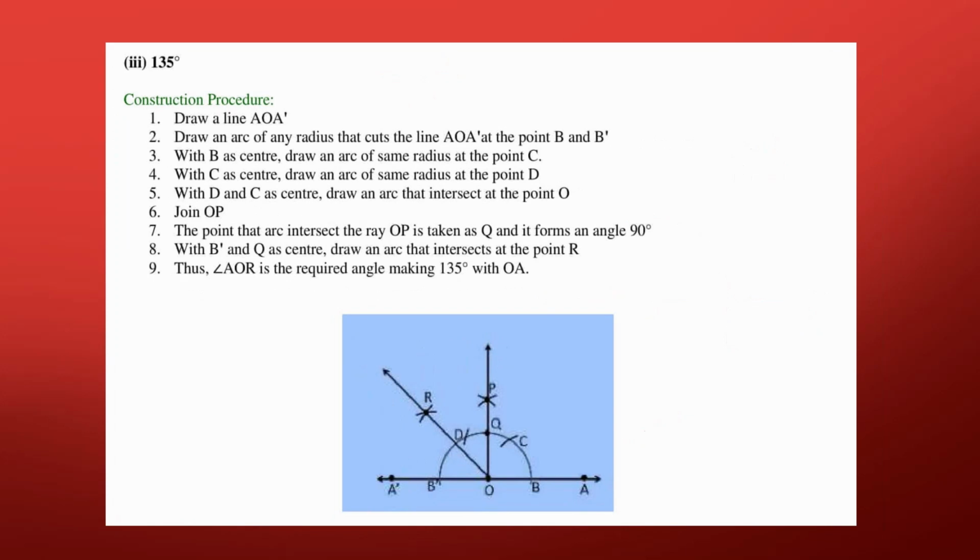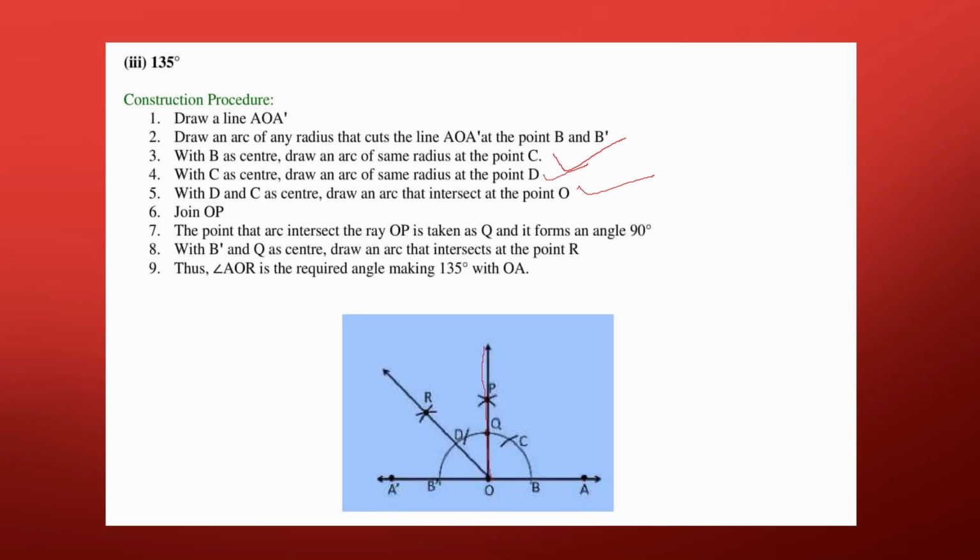Now how will you draw the 135 degree angle? The steps are mentioned here. You can follow them and easily draw the 135 degree angle with the help of the compasses and ruler. Pencil and eraser are also required. You know very well about that. Draw a line AOA dash and draw an arc of any radius that cuts the line AOA dash at the points B and B dash. With B as a center, draw an arc of the same radius at the point C. With C as a center, draw an arc of the same radius at point D. With D and C as centers, draw arcs that intersect at point P.